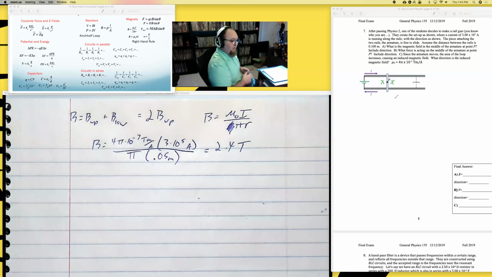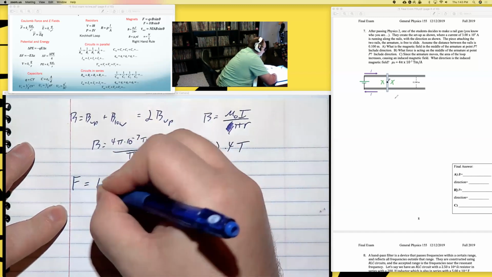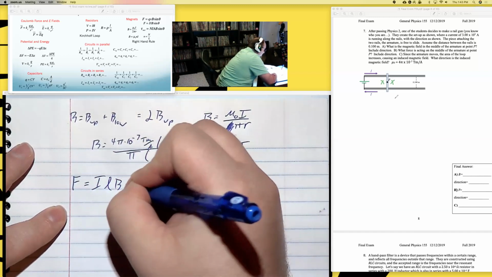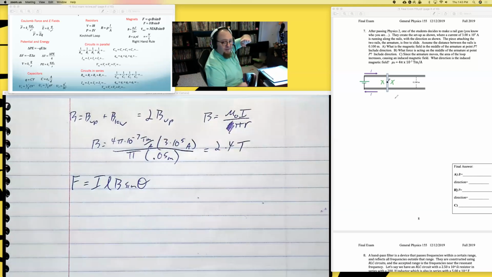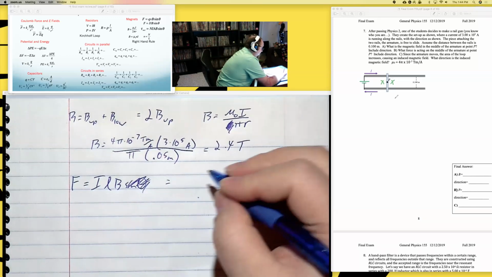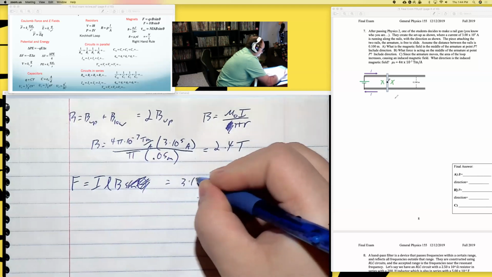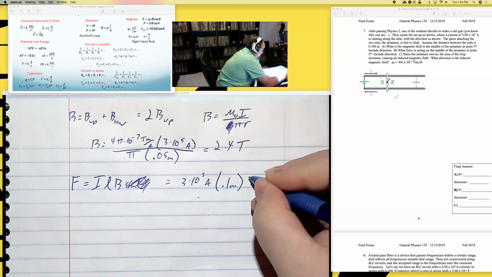Next bit. What force is acting on the armature? Well, the armature is a current carrying wire, and the force on a current carrying wire is I L B sine theta. Now, in this case, theta is 90 degrees because the magnetic field's into the page and the armature is down. And so it'll just be the current times the length times B.